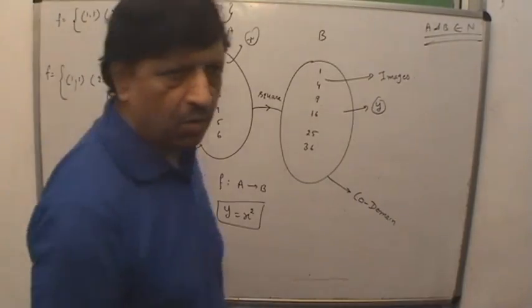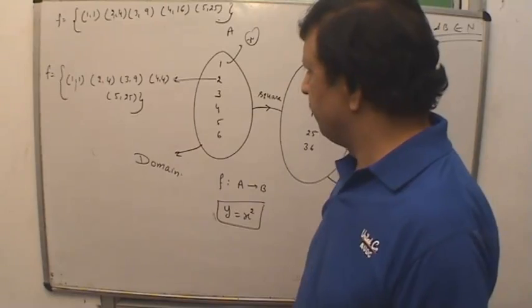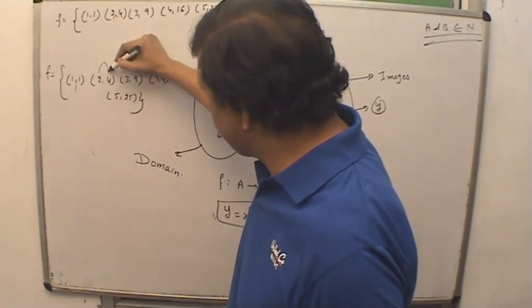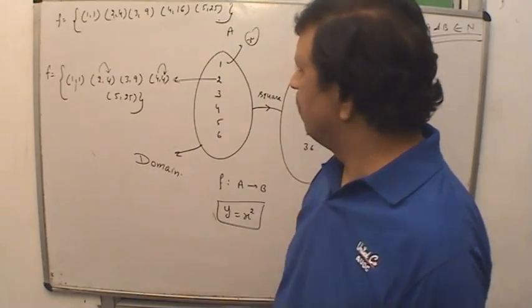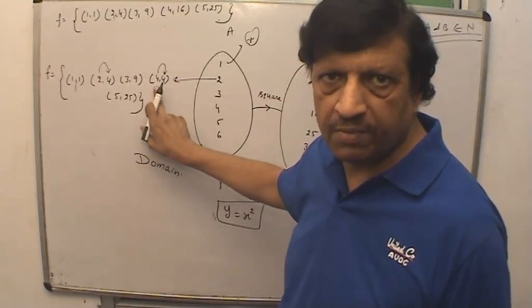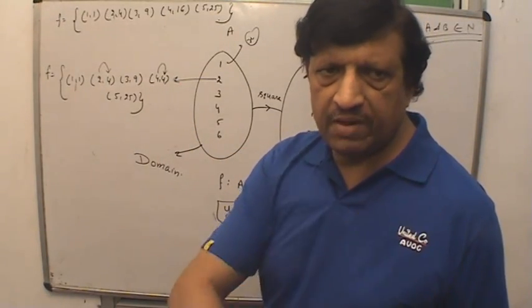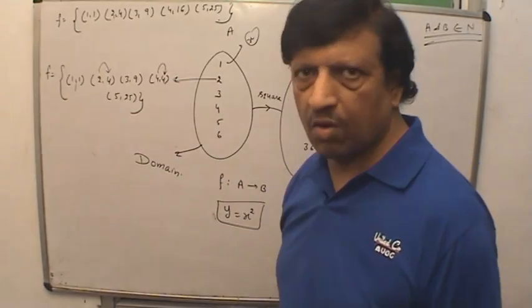What can we say about this? We say no, it is not a function, because here 2 also has the image 4 and 4 also has the image 4. It means two different persons have the same image in the mirror. That is not possible. So we say it is not a function.